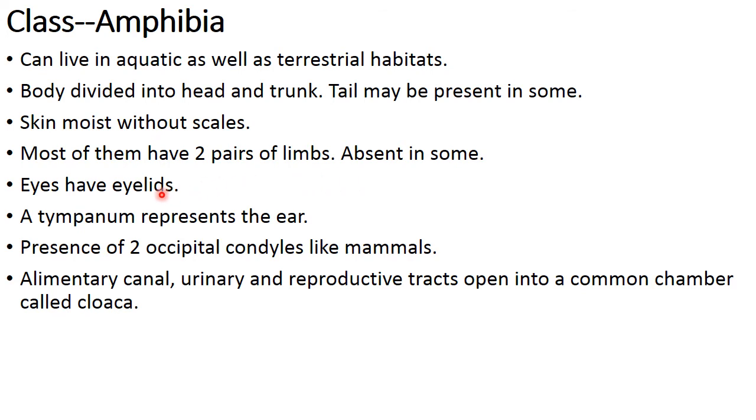Eyes have eyelids. Tympanum represents the ear. Hamare mein tympanum bhitar mein hai, what we call as the eardrum. But here it will be on the surface of the head. Ab isme 2 occipital condyles hain, jo you have read in the skeleton system. Rounded projections at the base of the skull, which articulate with the first cervical vertebra. So isme bhi 2 hai mammals ki tarah.